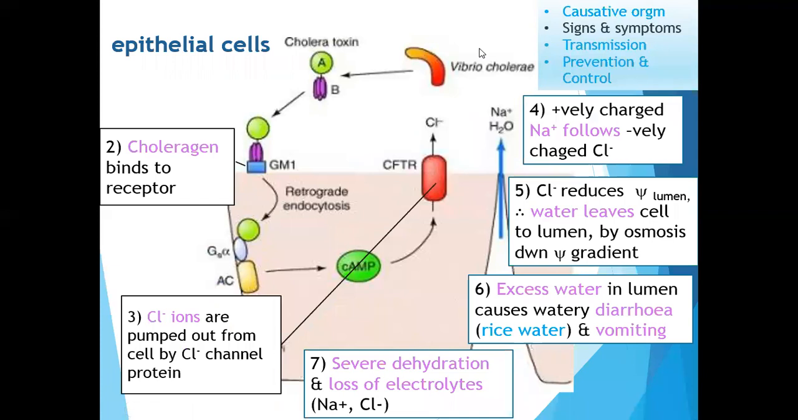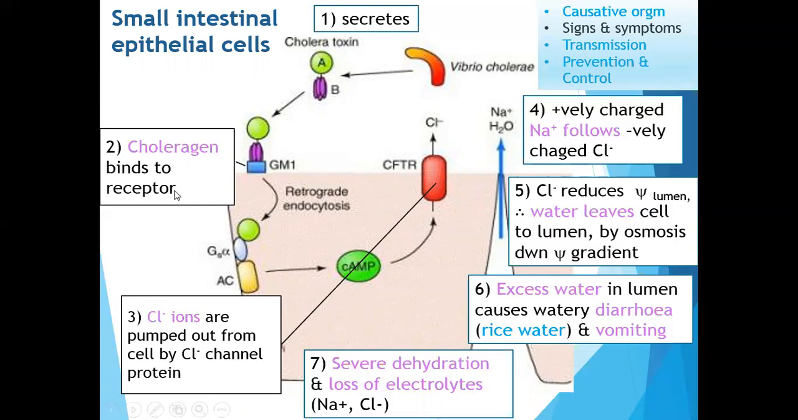This is a more detailed explanation of how choleragen can lead to vomiting, diarrhea and also dehydration. Let's say this is one Vibrio cholerae bacterium found in the small intestine lumen. It will secrete the toxin called choleragen. This toxin then binds to a receptor on the cell surface membrane of the small intestine epithelial cell.